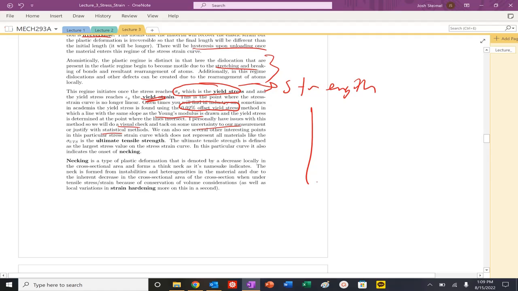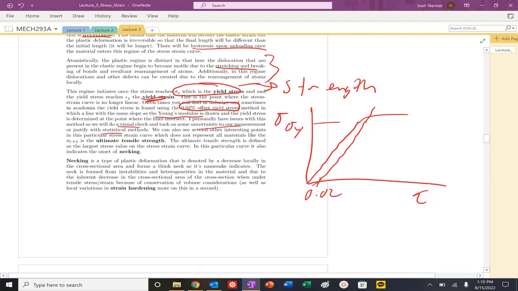So again, it's basically saying if I want to measure where the yield stress is occurring, I'm going to take the same slope and offset it by 0.02. I'm going to do the same slope, and I'm going to see where it crosses, and that's going to be my yield stress value. I really don't like this method, but you'll see that a lot in industry.